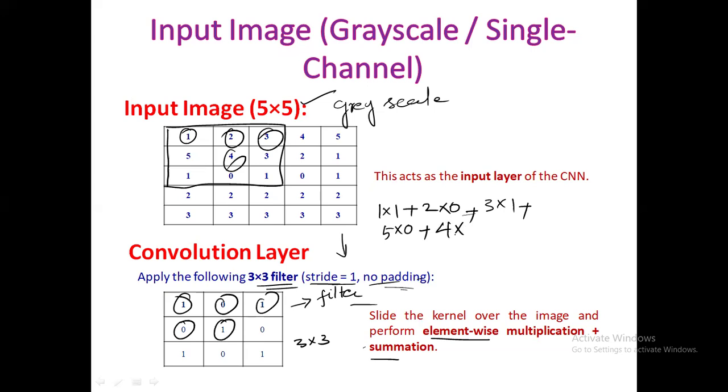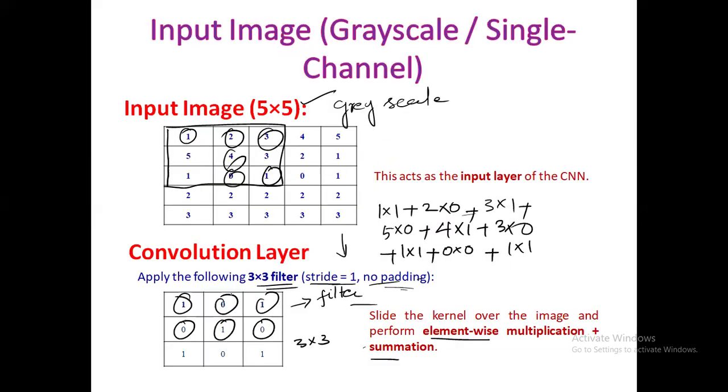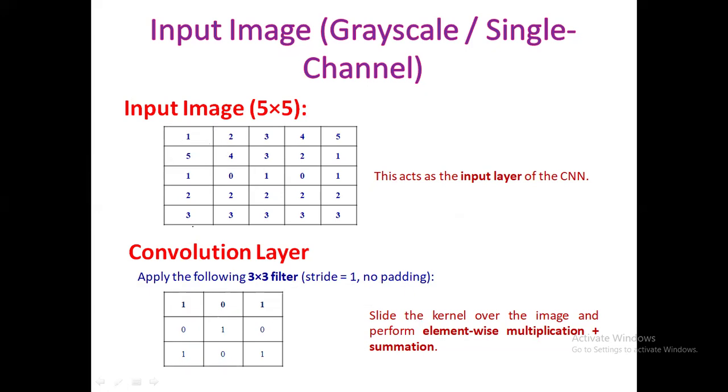So in this way, convolution means multiplication and summation. Plus 3 cross 0, plus 1 cross 1, plus 0 cross 0, plus 1 cross 1. We have to multiply and add, and here we have done it. The value we got is 10. This is the first stride, and one by one we will be moving. In the second step, we are going to consider the second 3.